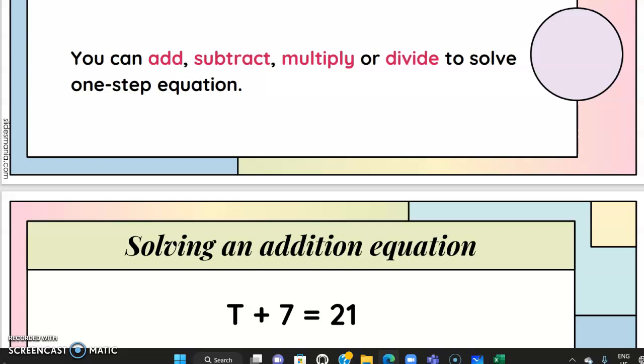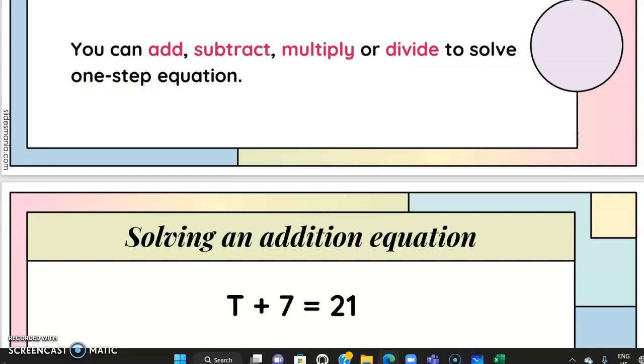t plus 7 is an expression. 21 is an expression. When you get t plus 7 with an equal sign equal to 21, so an expression is equal to an expression, this is called an equation. Now, in an equation, there are two sides. The first side is t plus 7, and the other side is the 21. You have to know that if you do anything to one side, it has to be done to the other side. So if I add 7 here, I must add 7 here. If I multiply by 2 here, I have to multiply by 2 here.